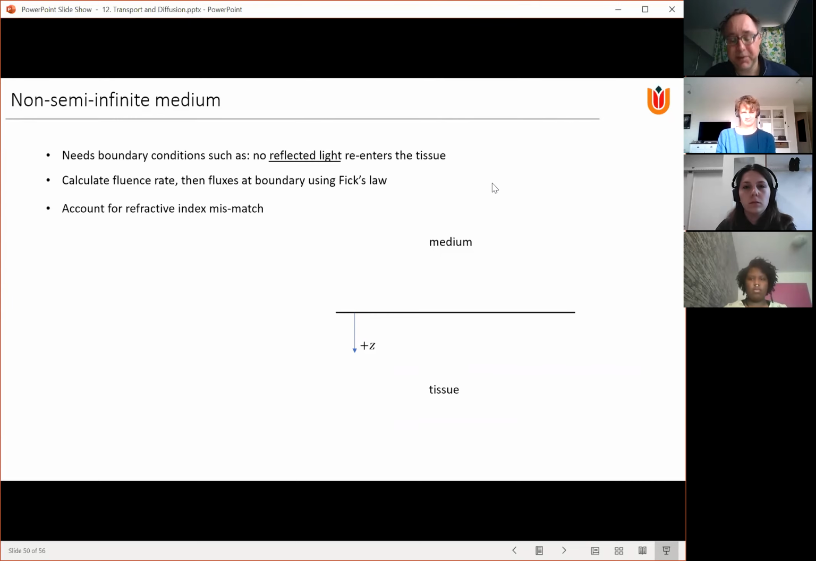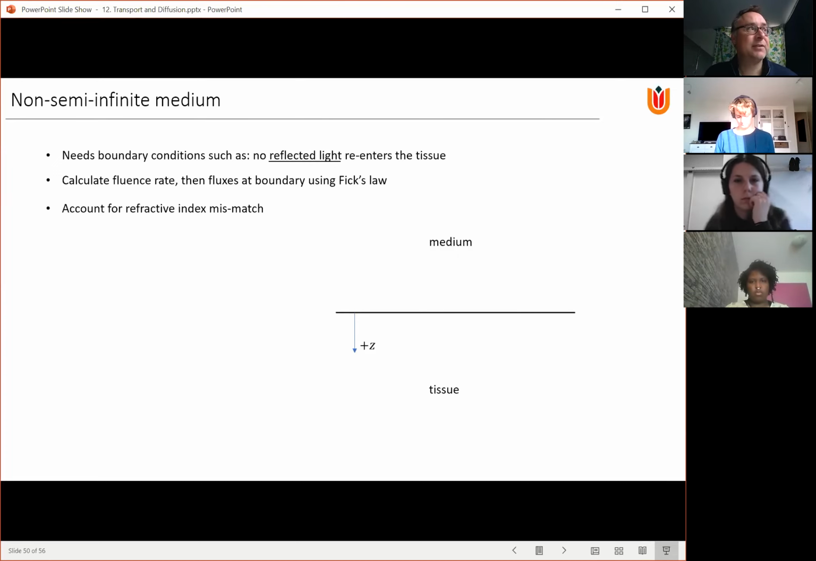Now, if you want to use this geometry, you need some boundary conditions, literally, and the most important boundary condition is that once you shine light in, let's say from the medium into the tissue, some light may escape again, be reflected, but the condition is that because nothing happens in the medium, the reflected light cannot re-enter the tissue. So once it's reflected, it's gone. That is the most important boundary condition.